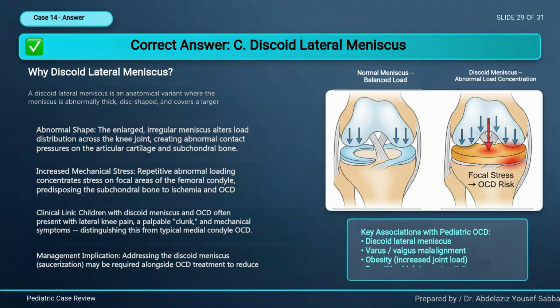The enlarged, irregular meniscus alters load distribution across the knee joint, creating abnormal contact pressures on the articular cartilage and subchondral bone. Repetitive abnormal loading concentrates stress on focal areas of the femoral condyle, predisposing the subchondral bone to ischemia and osteochondritis dissecans lesion formation. Children with discoid meniscus and osteochondritis dissecans often present with lateral knee pain, a palpable clunk, and mechanical symptoms, distinguishing this from typical medial condyle osteochondritis dissecans. Key associations with pediatric osteochondritis dissecans also include varus and valgus malalignment, obesity due to increased joint load, and repetitive high-impact activity.